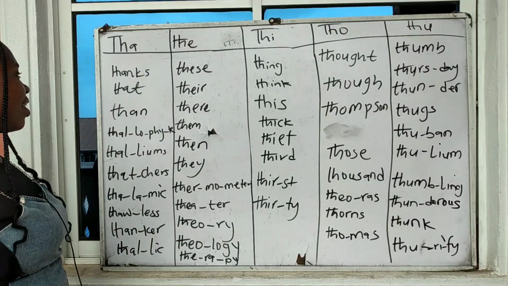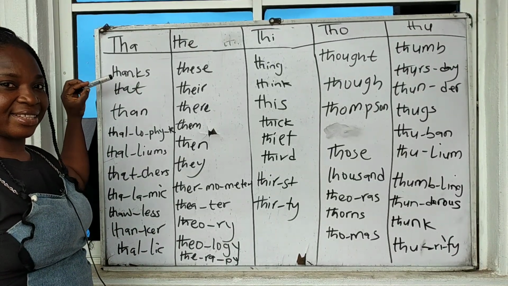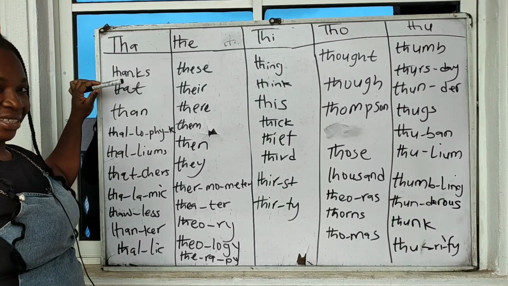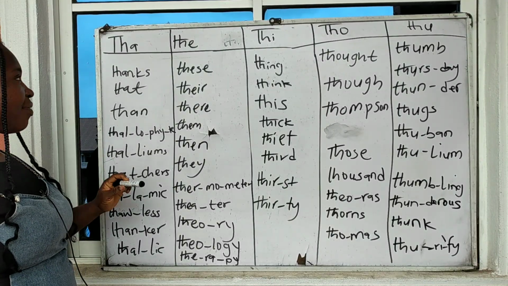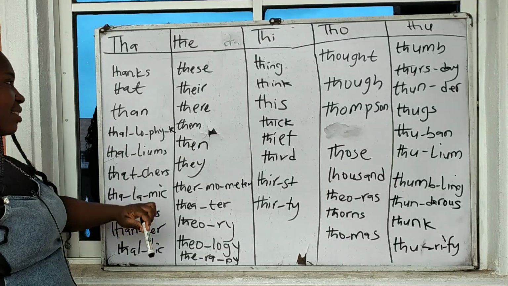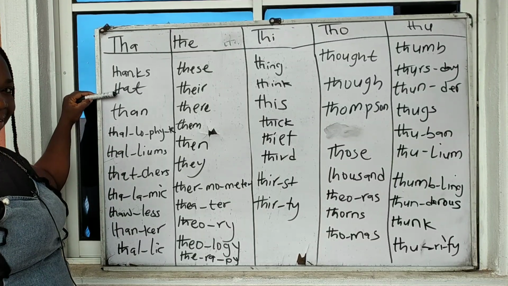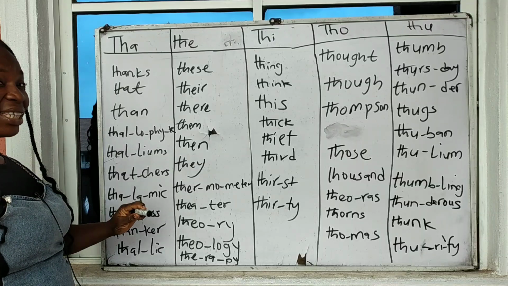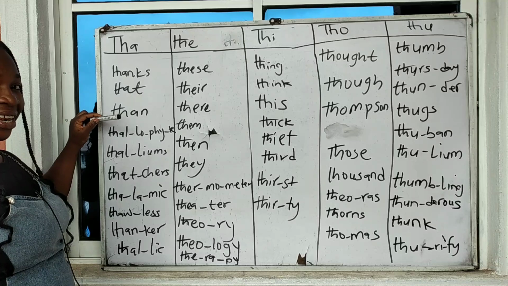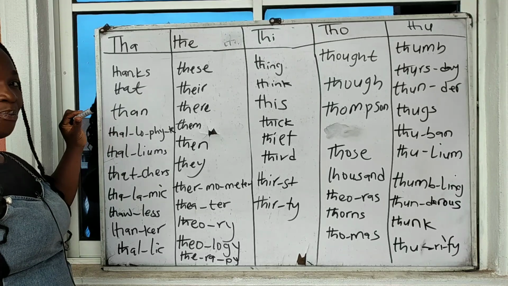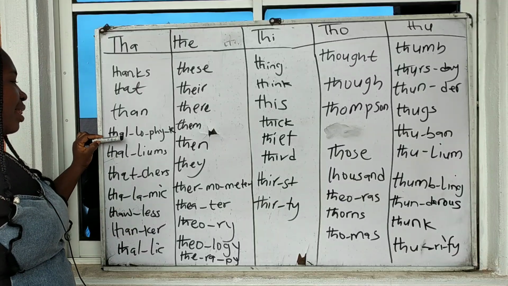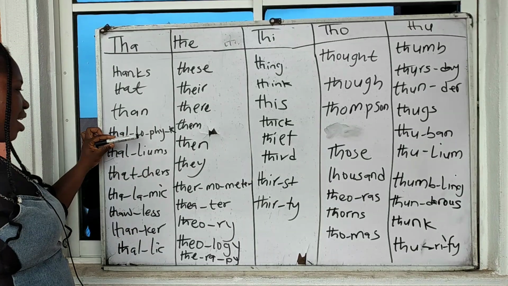The very first word we have here is thanks. Te, te, thanks. It is not da, it is te, thanks. And now we have that. It is sounding da for this word. We have than, greater than, better than. It is sounding da.